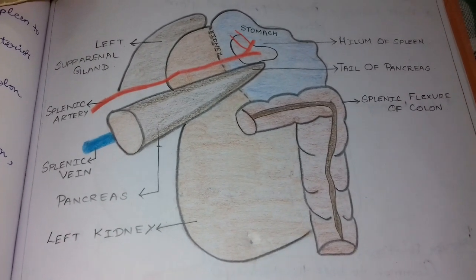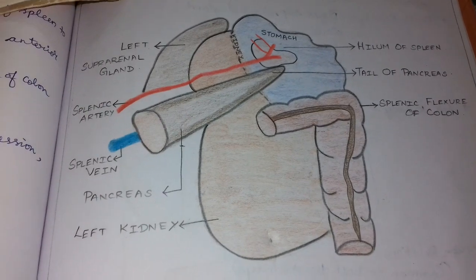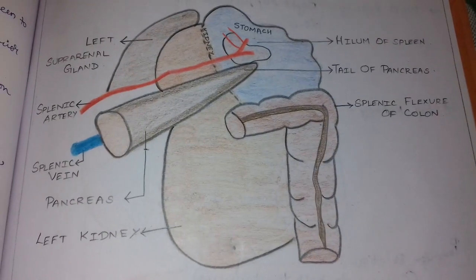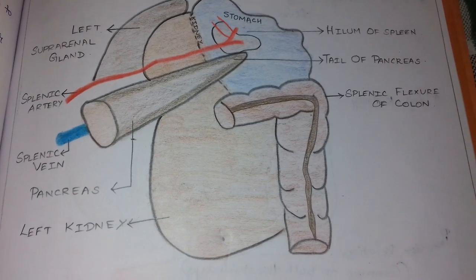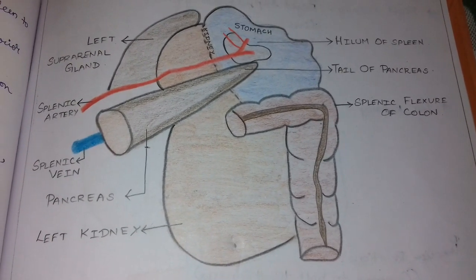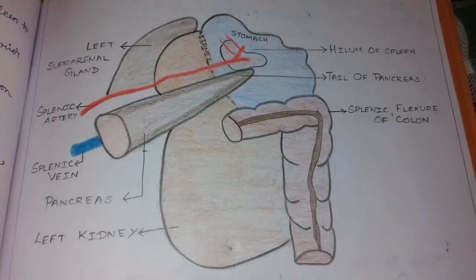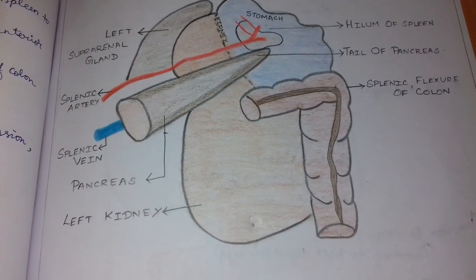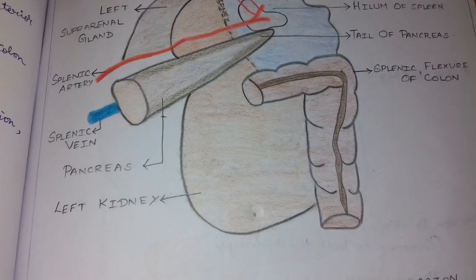Relations of spleen. First, peritoneal relations of spleen. The spleen is surrounded by peritoneum, which is suspended by three ligaments: gastrosplenic ligament, lienorenal ligament and phrenicocolic ligament.